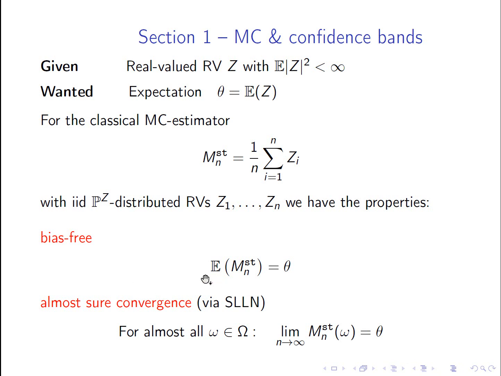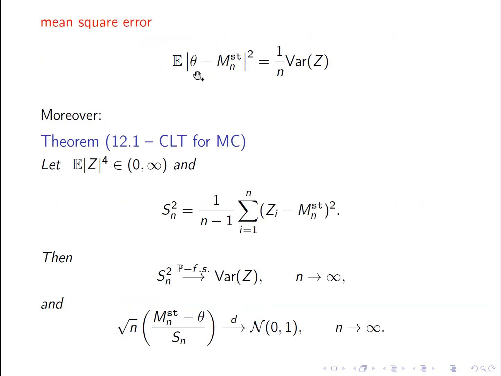So first, our estimator is bias free, so on average our estimator yields theta. And we also have almost sure convergence through the strong law of large numbers. So for almost all omega in our sample space, we know that the realization of our estimator for n going to infinity converges to theta. Bias-free, almost sure convergence.